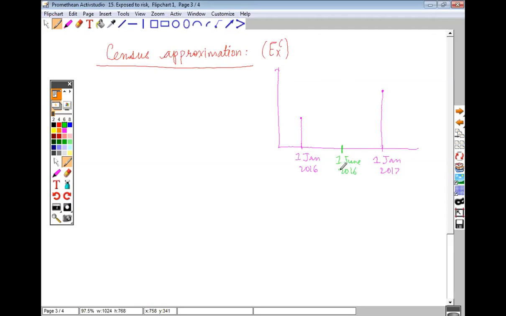Because you haven't observed anything at that point in time. So what you do is you make a census approximation. And when I'm talking about census approximation, the thing that you do here is you say that we expect a linear relationship in here. So again, this is some census data. This is another census data.